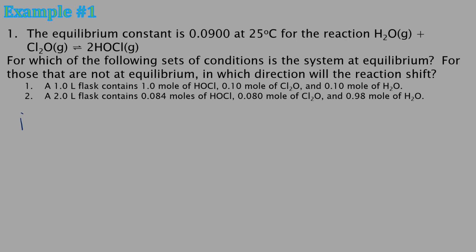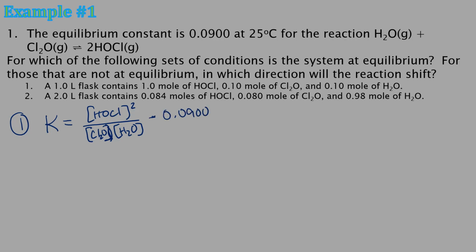So in number 1, my K is equal to the concentration of hypochlorous acid, squared, divided by the concentration of Cl2O and H2O. And we find that it is 0.0900, and this is at 25 degrees Celsius. This one is happening at 25 degrees Celsius, and this one is happening at 25 degrees Celsius. So the temperature is not changing, because if the temperature changes, we have other issues. All right, so I want to know if this is at equilibrium.